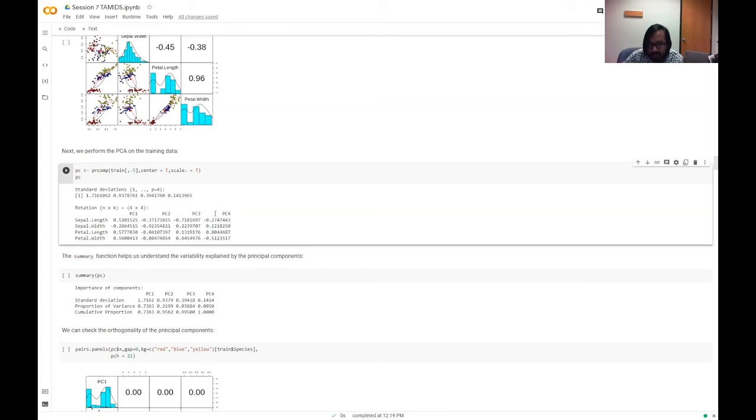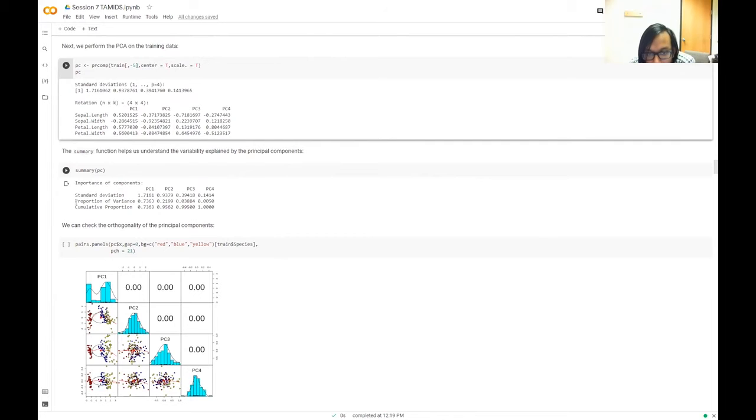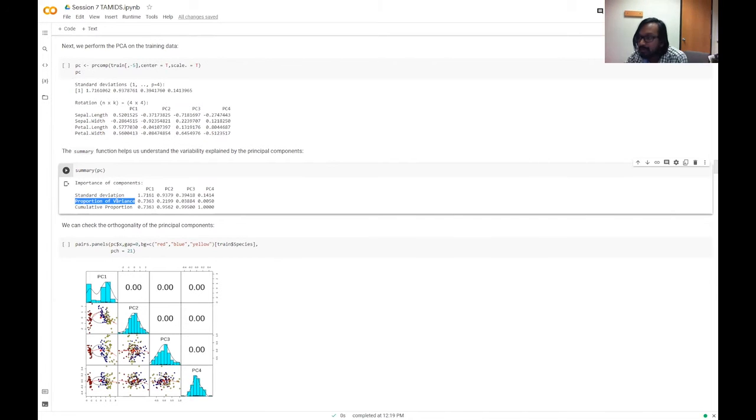Now, let us try to see. If we do the summary function, then we get a very interesting result. We get something called proportion of variance, which tells you the proportion of the variability in the data that was explained by the corresponding principal component. Now we see that the first principal component itself explains 73.63% of the overall variability, which is great. It's just one variable, but it could capture 73.60% of the variability in data with 4 variables.